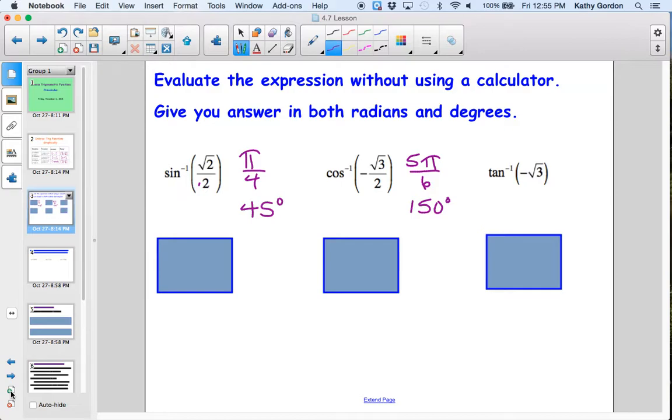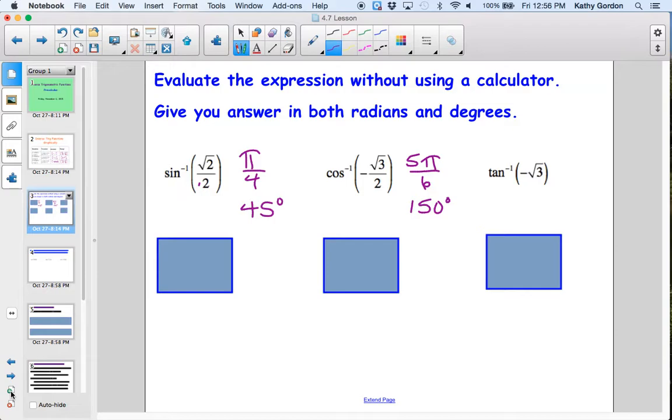Uh-oh. Is it true that a tangent of 2 pi over 3 would give me a negative square root of 3? Is that a true statement? Yes, it is a true statement, but it's out of the range. Is it within the range? No. So it's a trick. Okay. So I can't use the second quadrant angle.